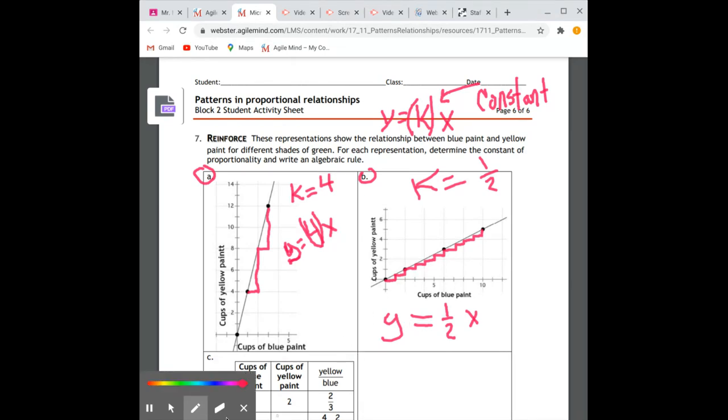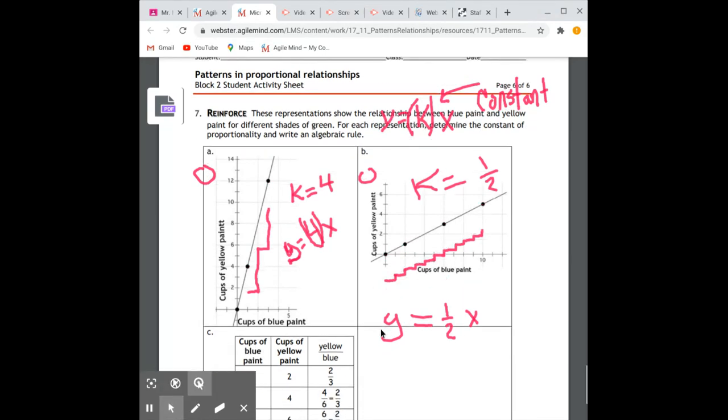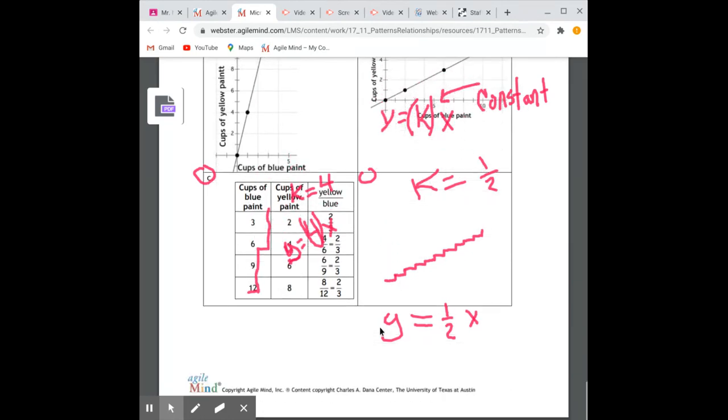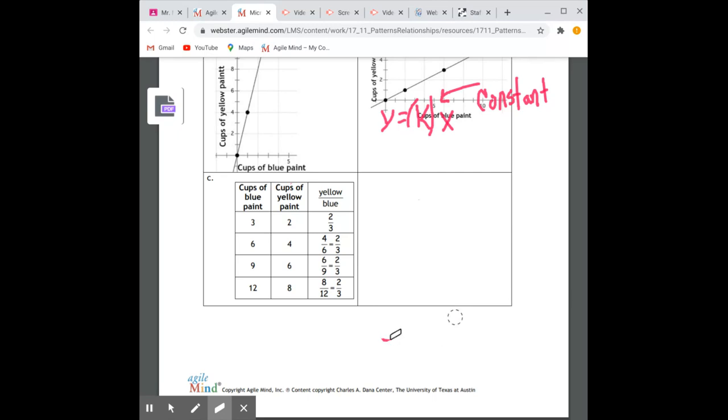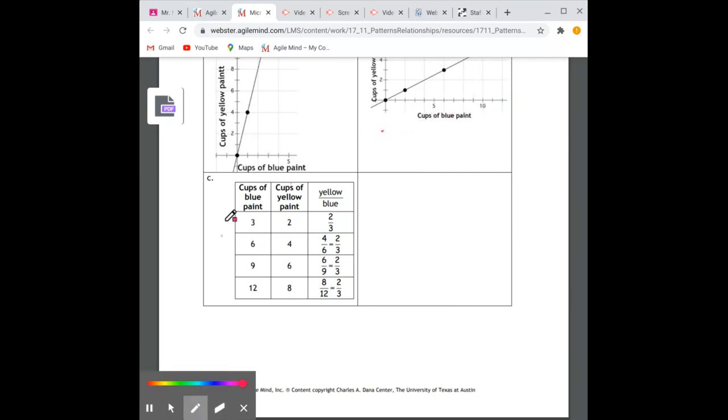All right. Part C. You should be noticing a pattern here. Right? Yes, sir. All right. That's what I'm looking for. All right. Part C. We're looking at a table. So looking at this table, what are you noticing? What do you see, Reginald?